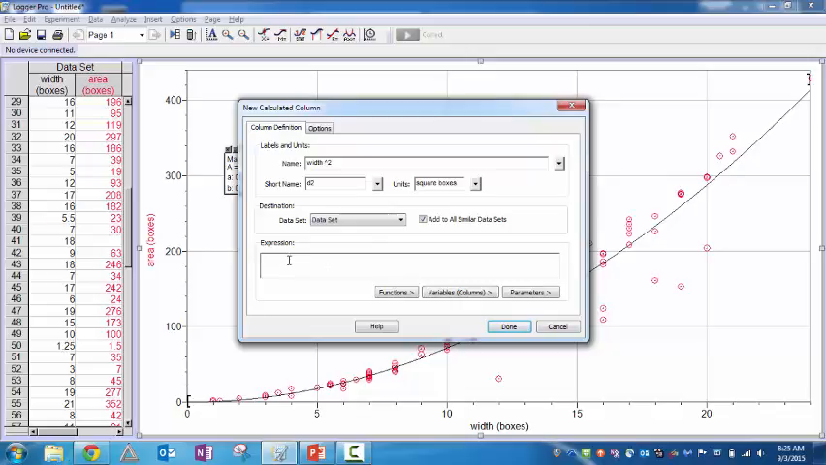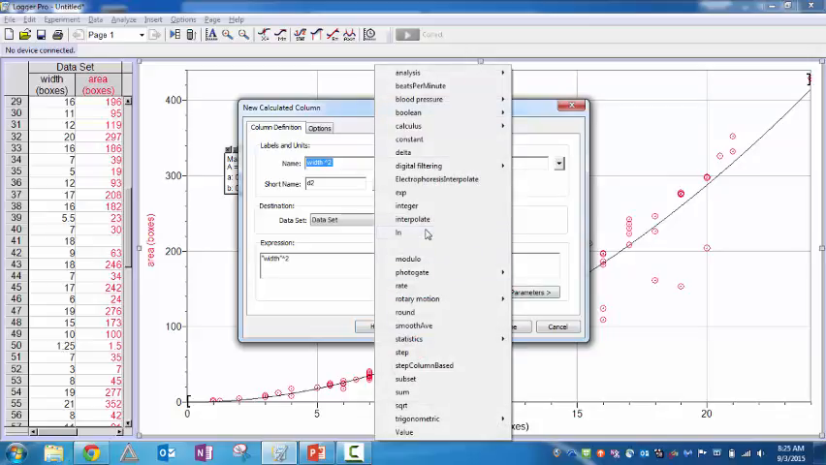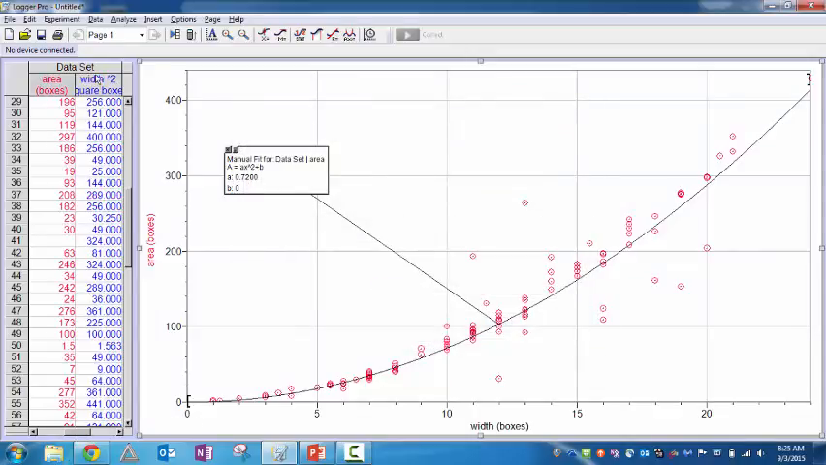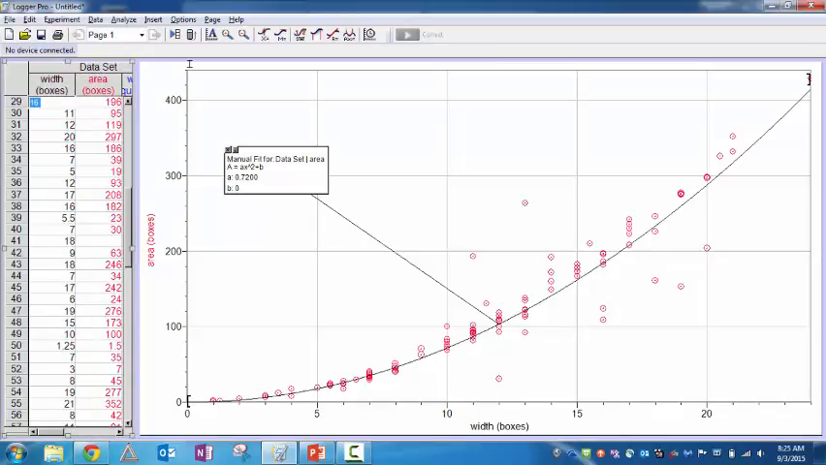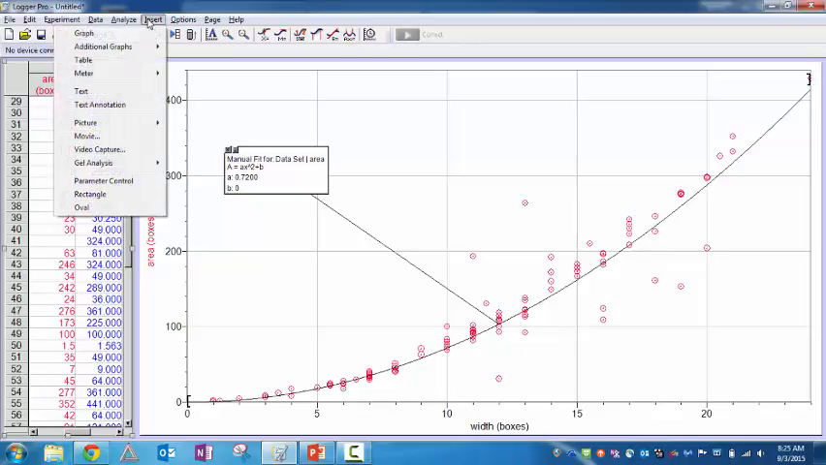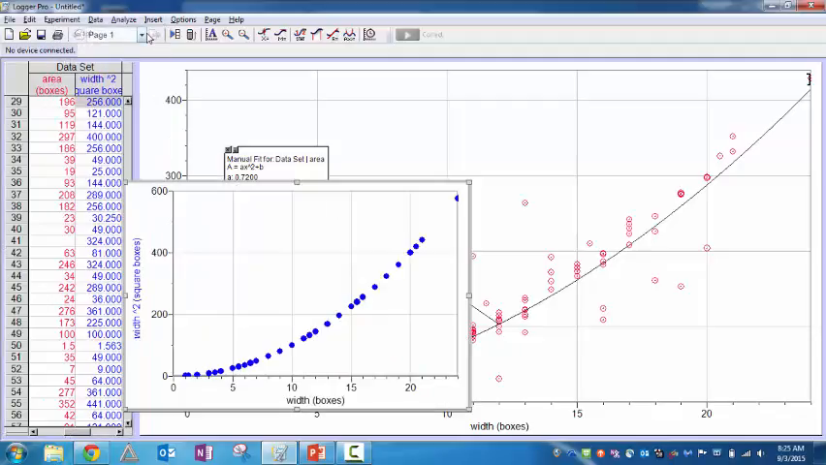To create this, we need to get a variable. Width is the variable we want, and we need to square it. The square operator is caret 2, raising it to the power 2. There's help for this, and you can also insert mathematical functions if you want. Now if we click Done, we have another column, width in square boxes. If we had 16 boxes, 16 squared is 256, so that makes sense.